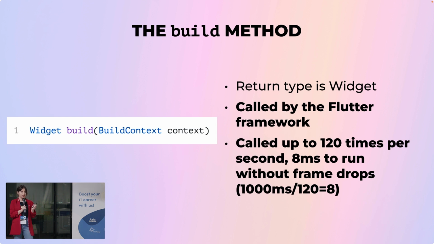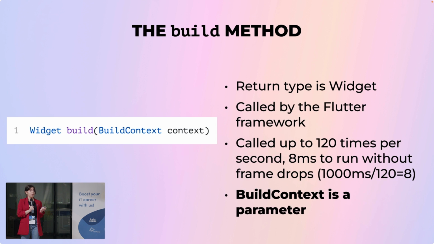And the important thing is that it can be called up to 120 times per second based on the refresh rate of your device, which means that you have 8 milliseconds to run the whole build method of your app without losing frames. Because if frames drop, the UI will stutter and users will write really bad reviews that your app is laggy, and we don't want that. So it has to be performant, right?